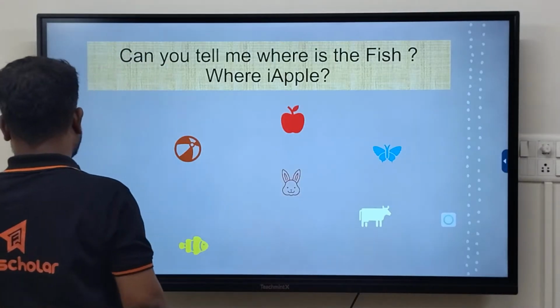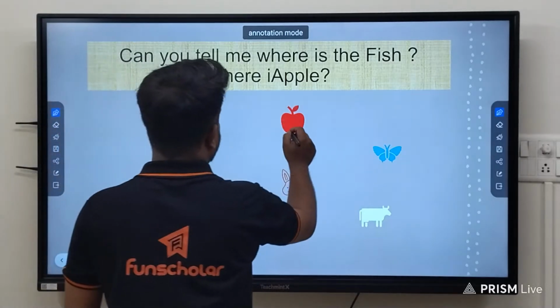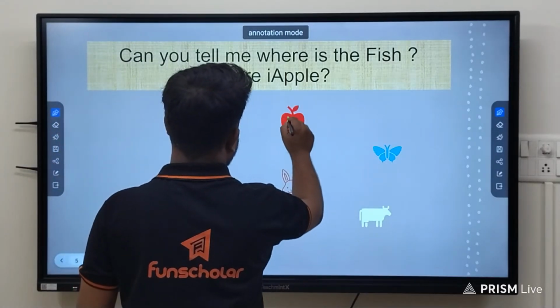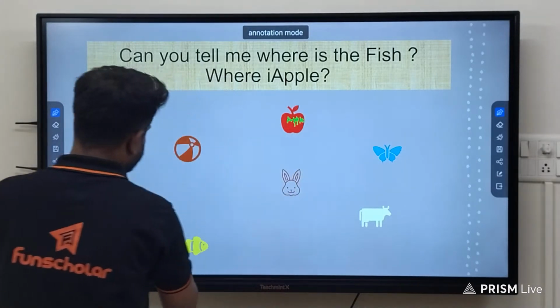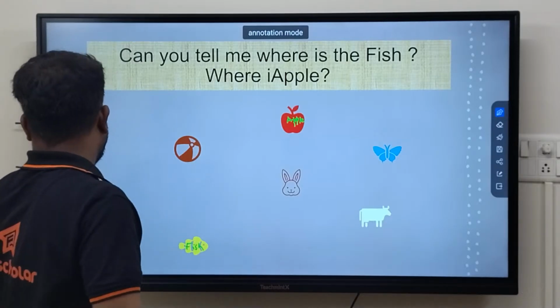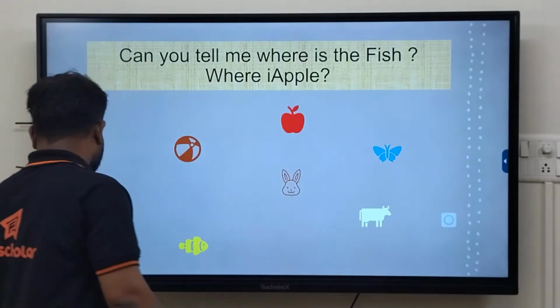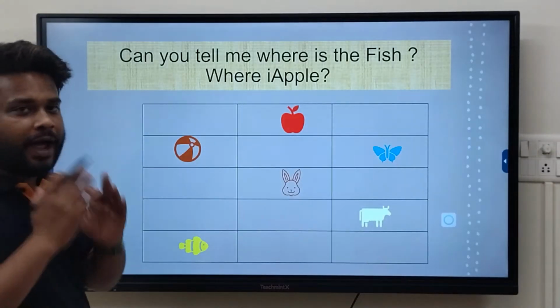Okay, so here we have the apple and here is the fish, right? And now what they are telling us is that we have to find the distance.